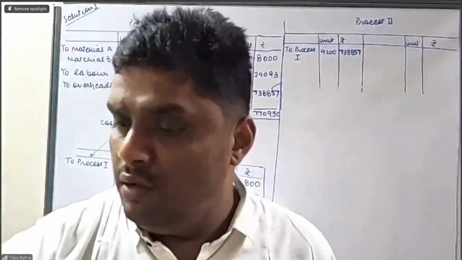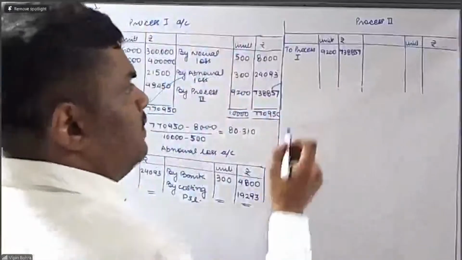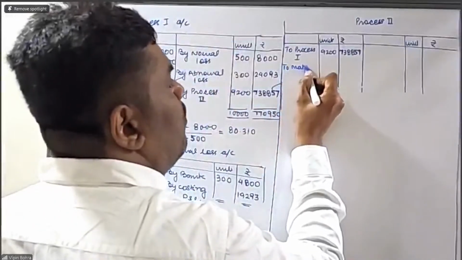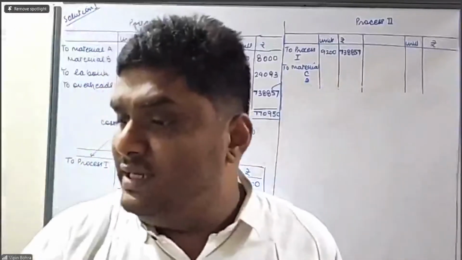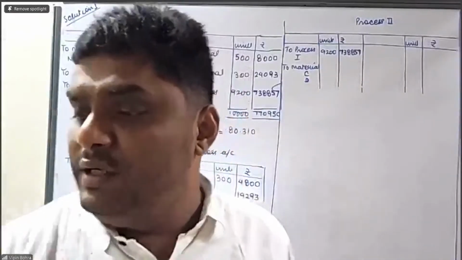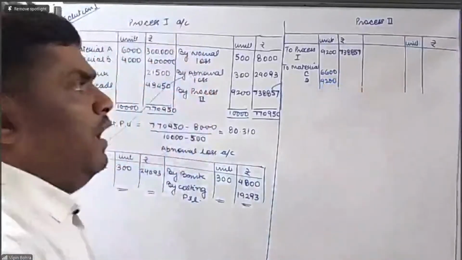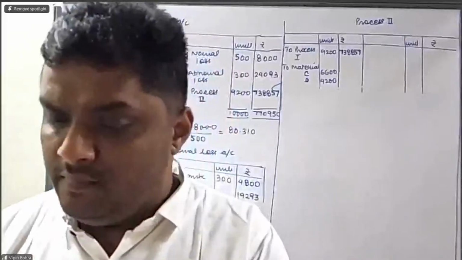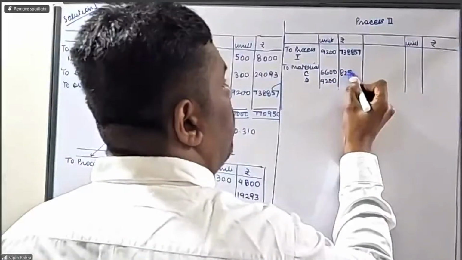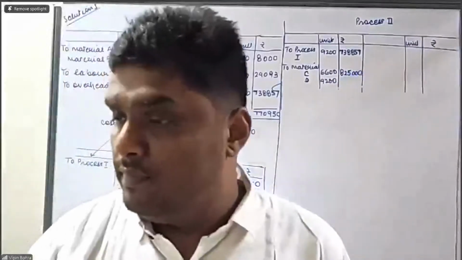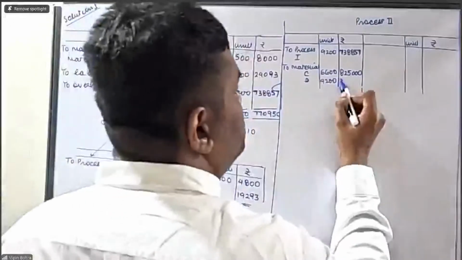Apart from this, two more new materials were introduced, that is material C and D. Material C is 6,600 kgs and material D is 4,200 kgs. And the value of these materials is 8,25,000 and 3,15,000.